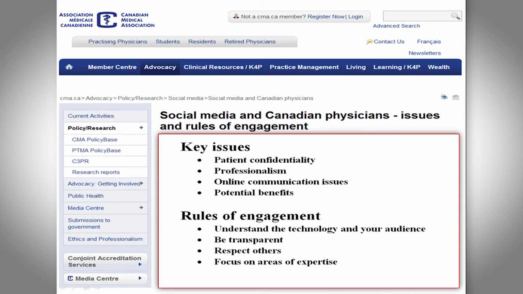There are professionalism issues. One of the best guidelines that I like is the CMA's, and Royal College accepts this as also valid. The CMA has a guideline on social media and Canadian physicians. I put the main points here. As you can see, patient confidentiality is huge. You cannot discuss patients and everything. You need to be professional. You need to know about the communication issues, but there are also benefits to it. So the rule is you need to understand the technology.